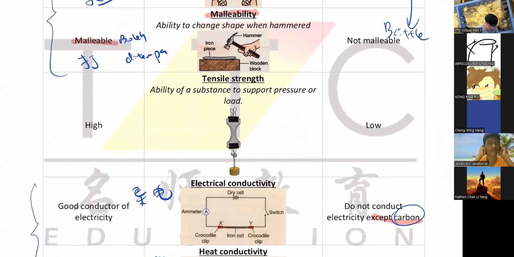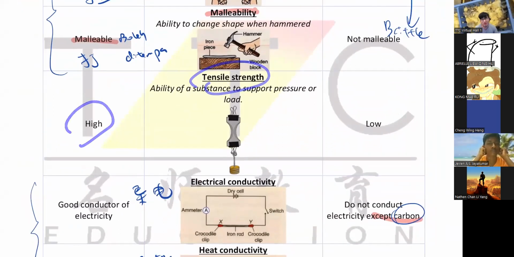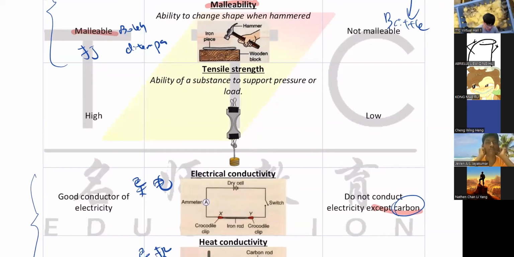Anyway, tensile strength. That means how strong are they? Metals, they are very strong. This is why you use them in construction. Your non-metals, they are low, before they become diamond, which is your graphite.